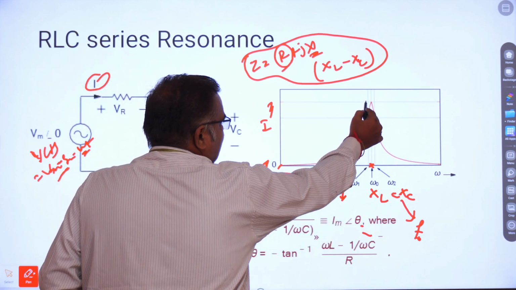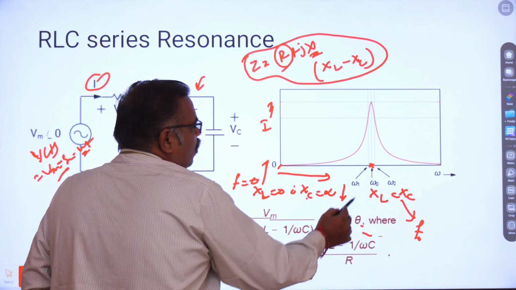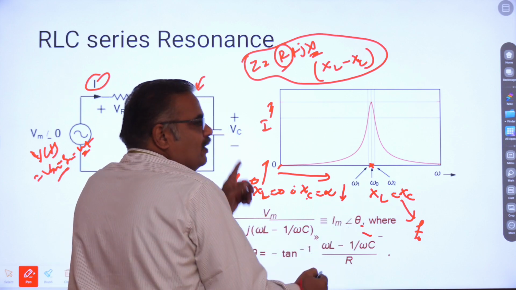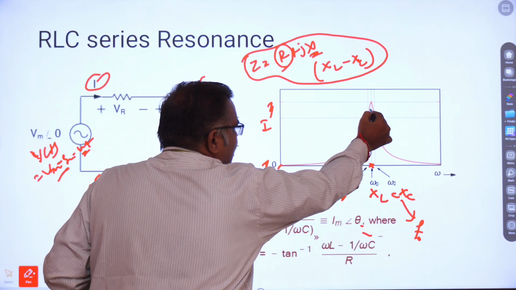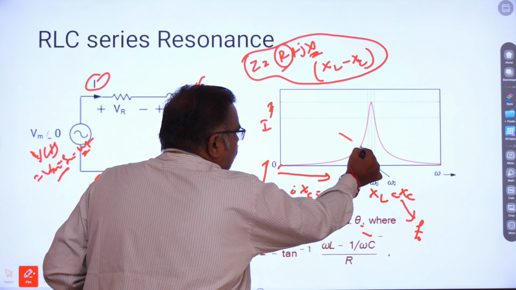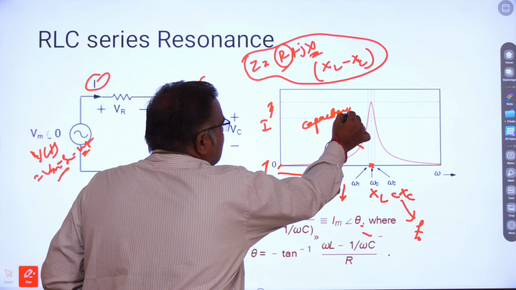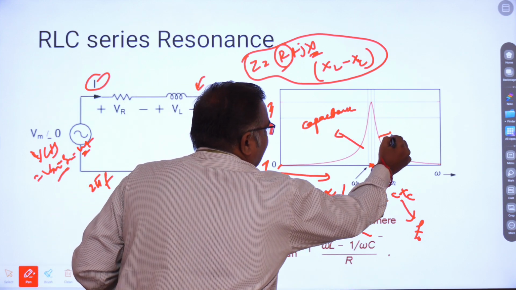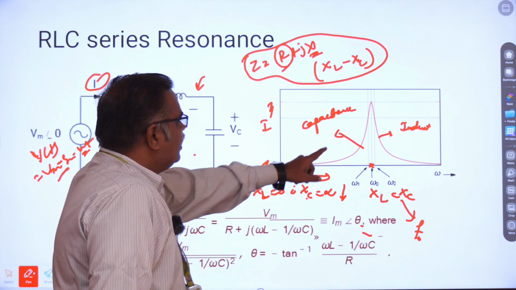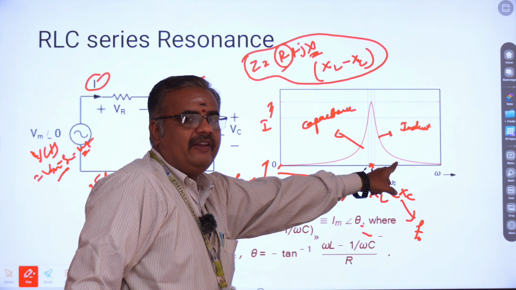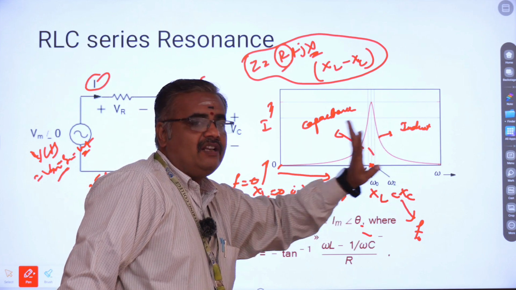Later on, when you further increase the frequency after this resonance condition, the XL value will be gradually increasing again and XC will be gradually reducing. So after this, the current starts to reduce because here the capacitance will be dominating. Here, on this side, the inductance will be dominating. So the inductive reactance will be gradually increasing. Because of that reason, the current flow will be reducing for further increase in frequency.